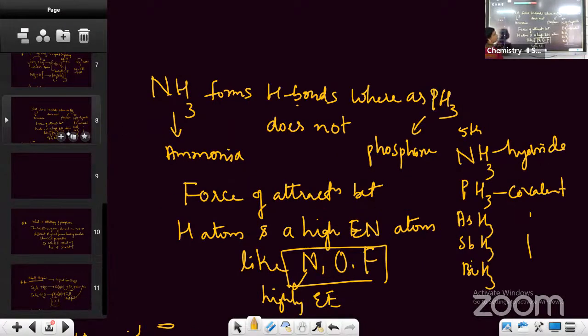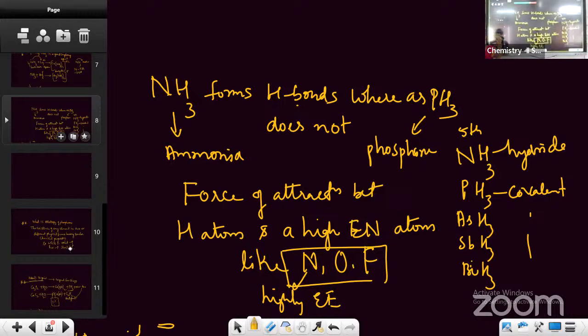So ammonia forms hydrogen bonds, whereas phosphine, PH3, does not form hydrogen bonds. Why? Because what is the meaning of hydrogen bond? It is the electrostatic force of attraction between a hydrogen atom and any highly electronegative atom like nitrogen, oxygen, chlorine. Okay, so this attraction is called a hydrogen bond. Now, when you compare the electronegativity of nitrogen and phosphorus, nitrogen is highly electronegative compared to phosphorus. Therefore nitrogen forms hydrogen bonds, whereas phosphorus does not form hydrogen bonds.